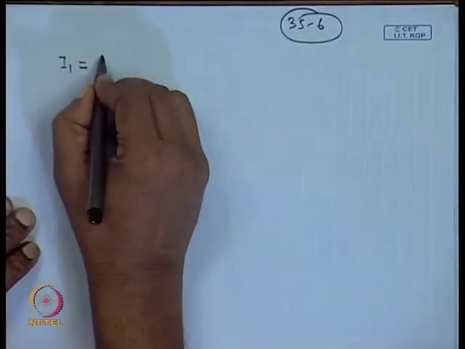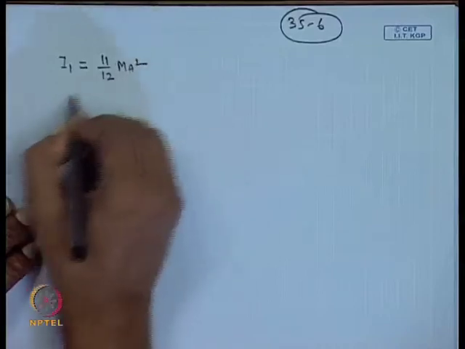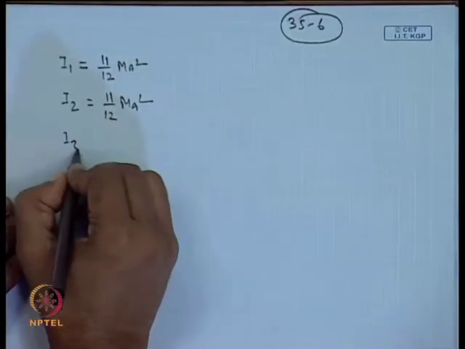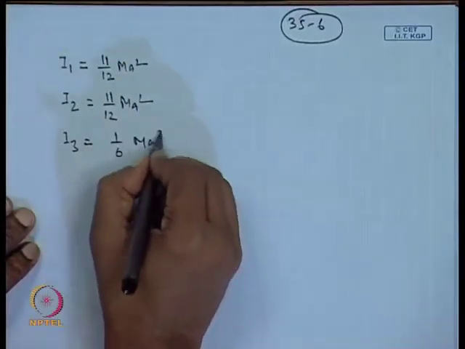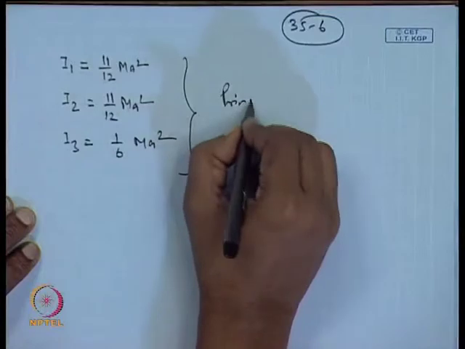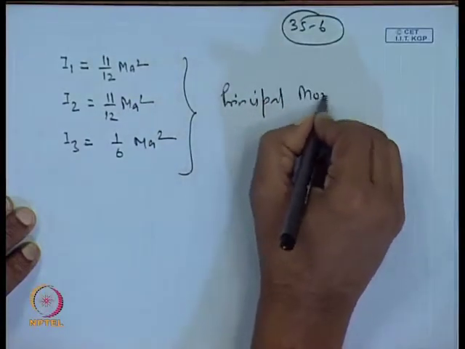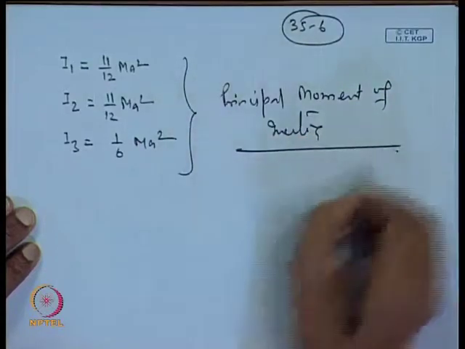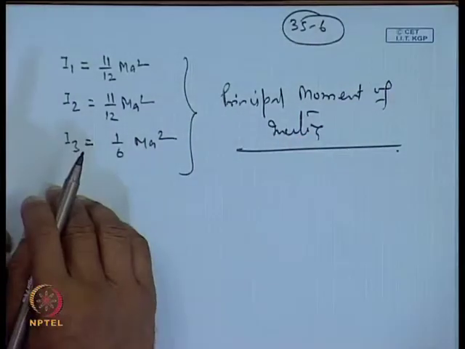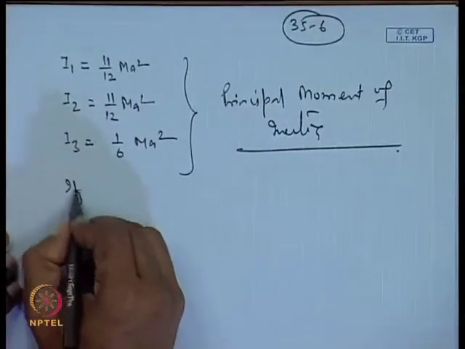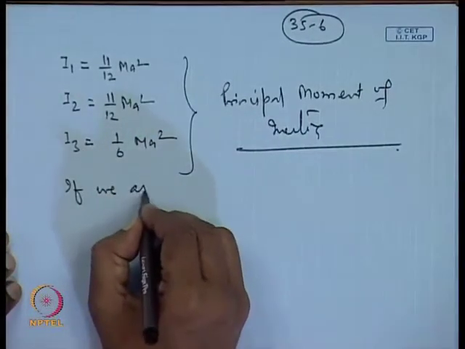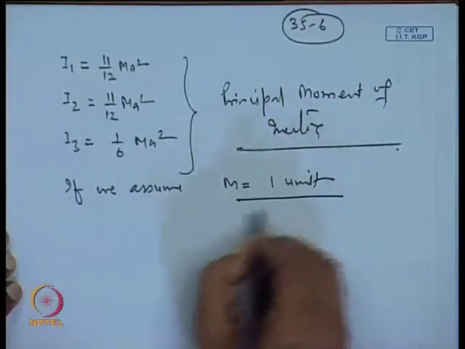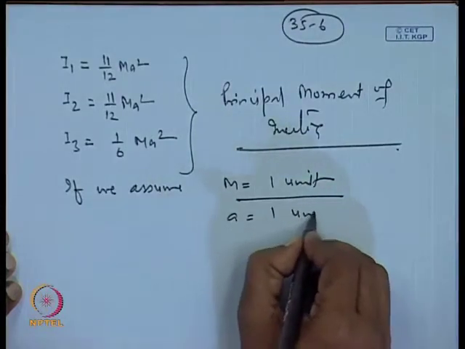So, I1 we are getting as 11/12 m a square, I2 as 11/12 m a square. Now, if we assume m to be 1 unit and a to be 1 unit.